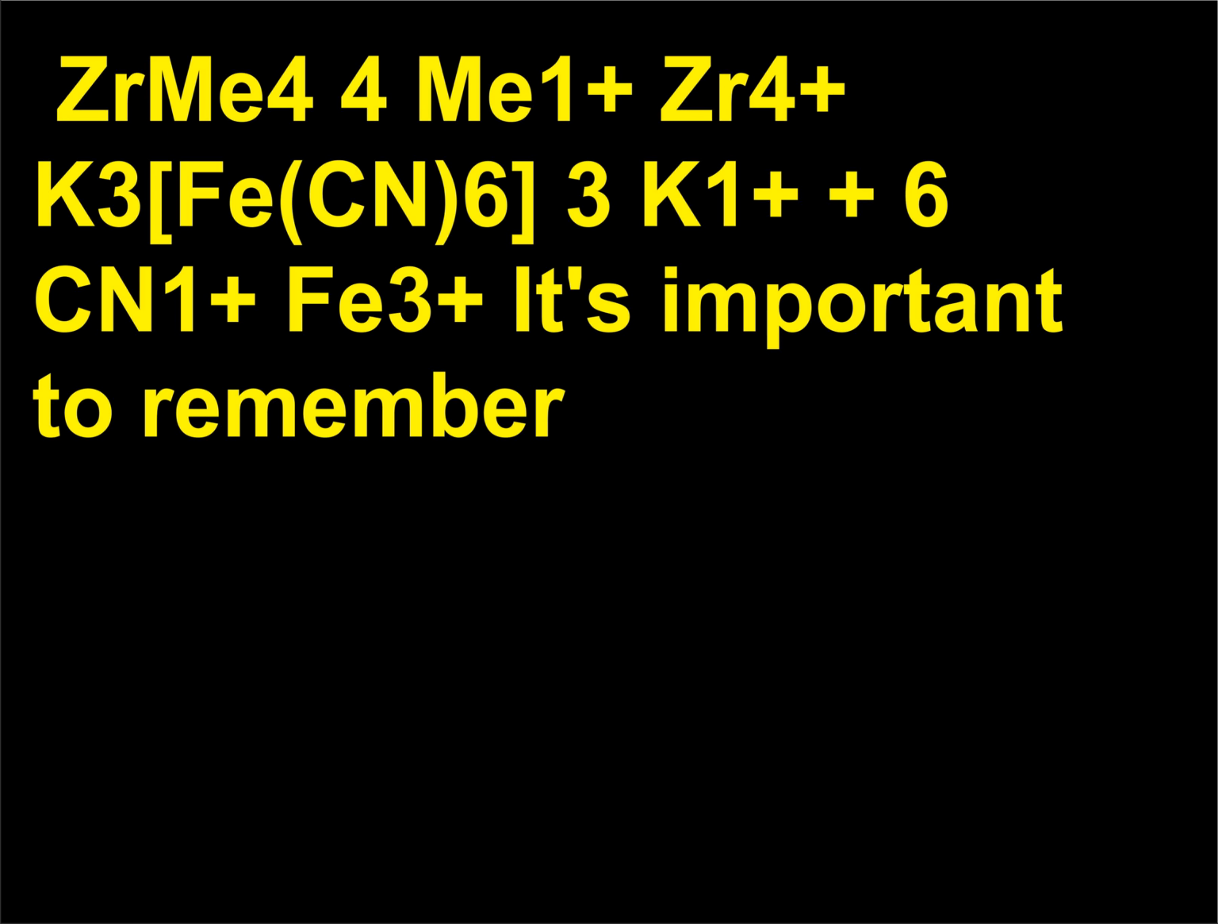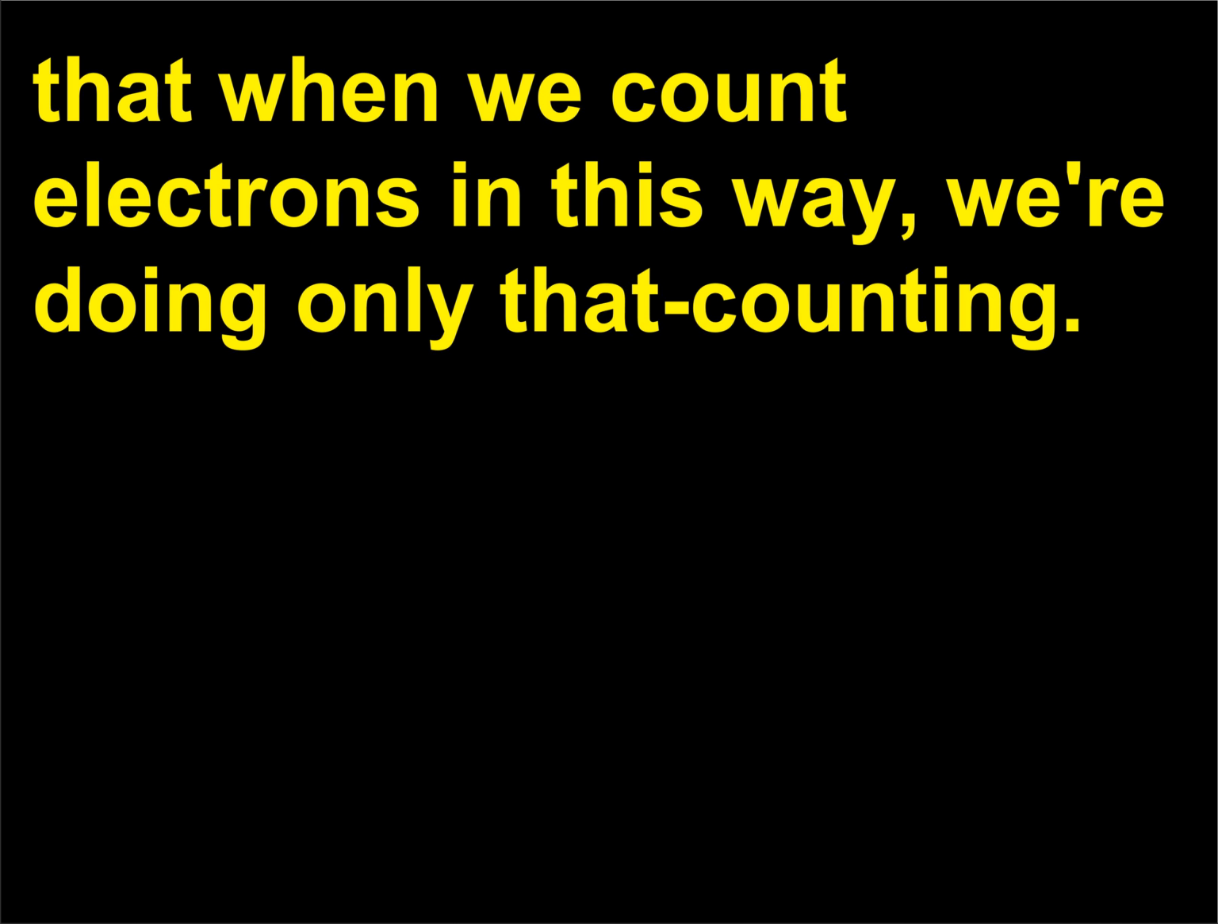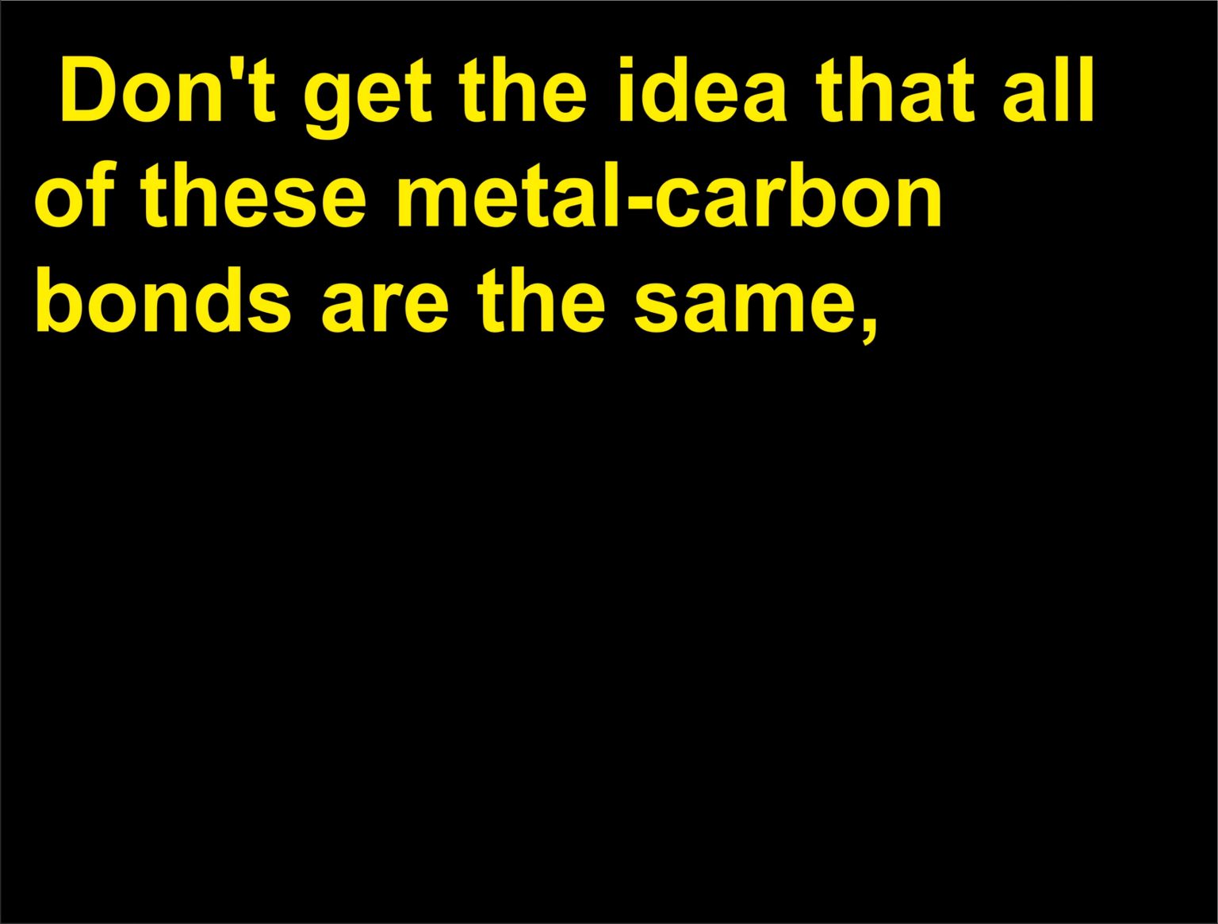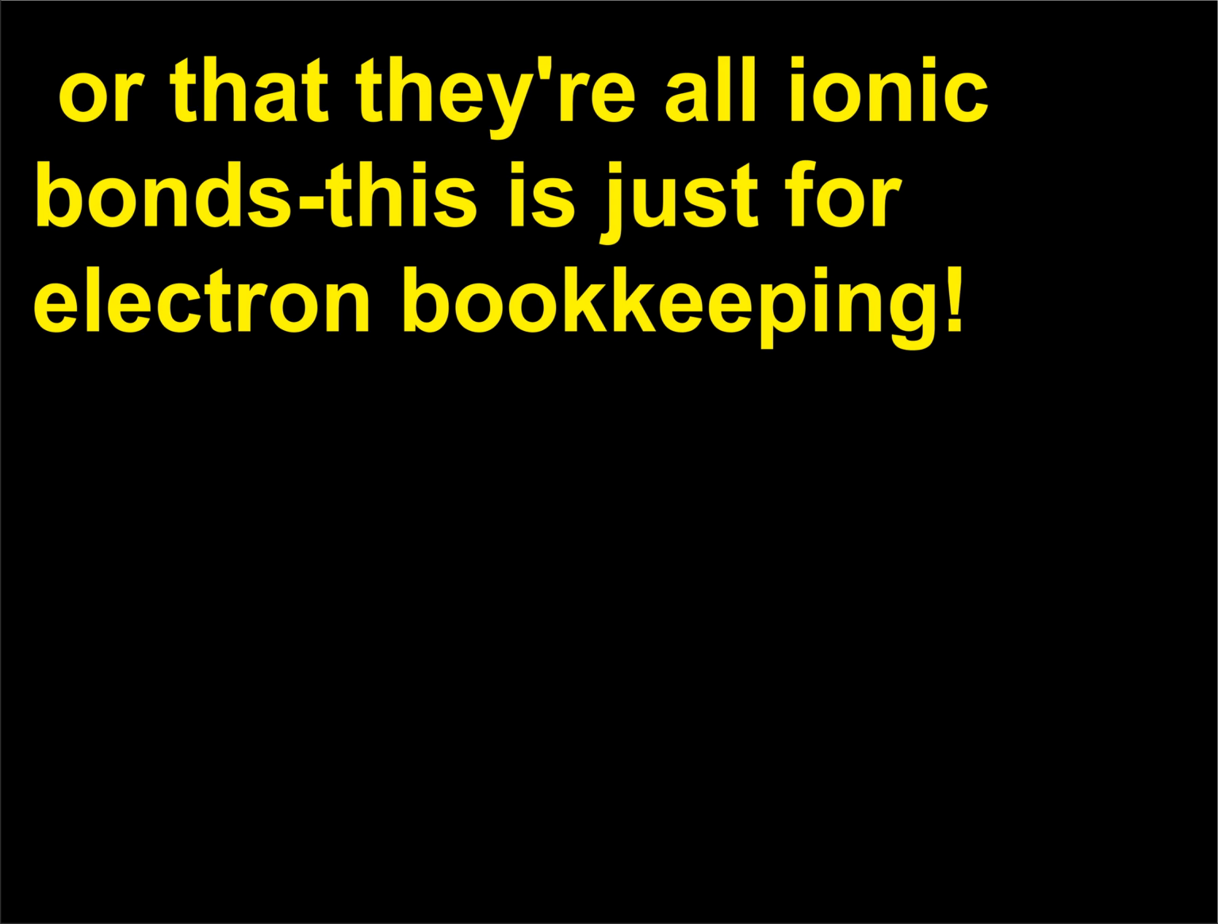It's important to remember that when we count electrons in this way, we're doing only that counting. Don't get the idea that all of these metal carbon bonds are the same, or that they're all ionic bonds. This is just for electron bookkeeping.